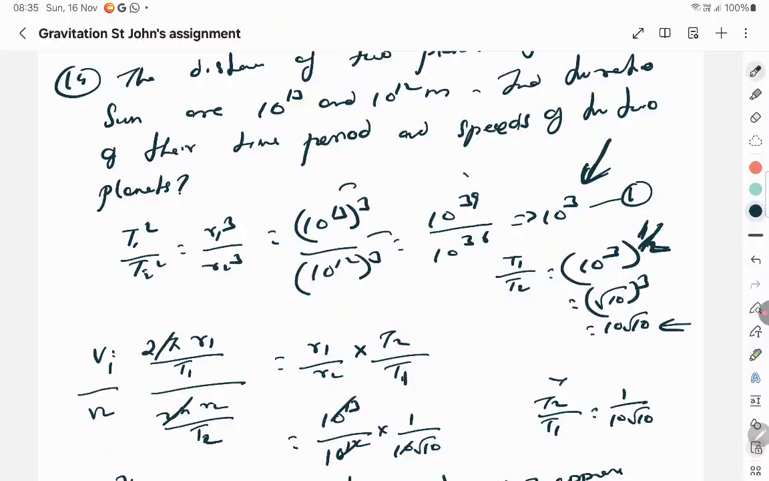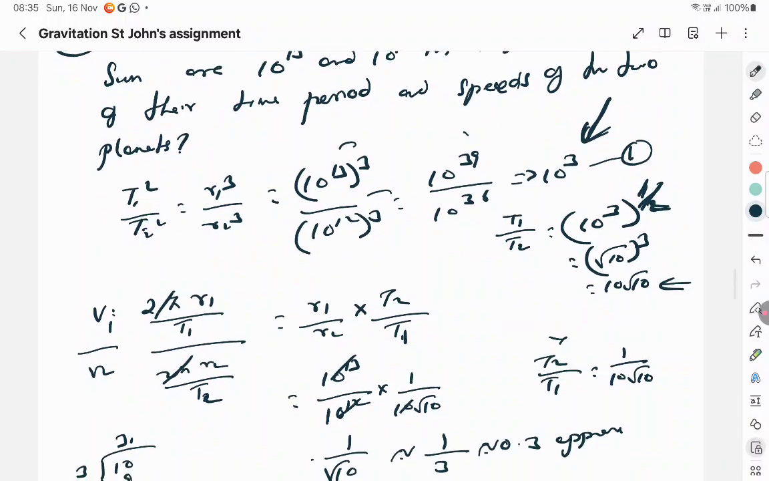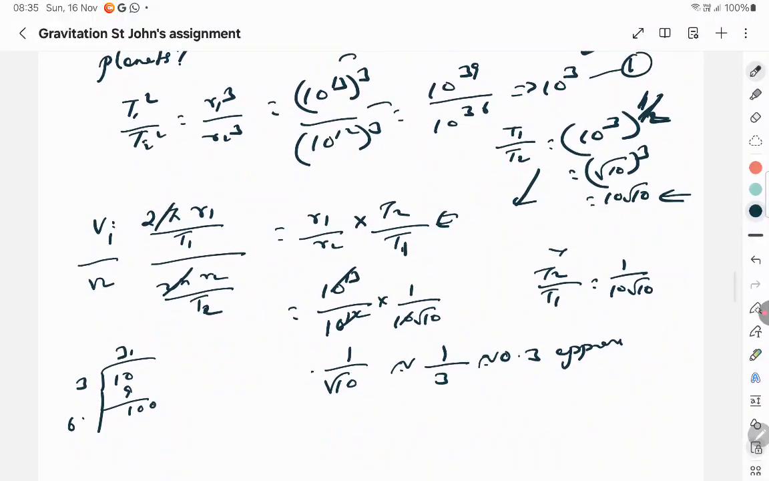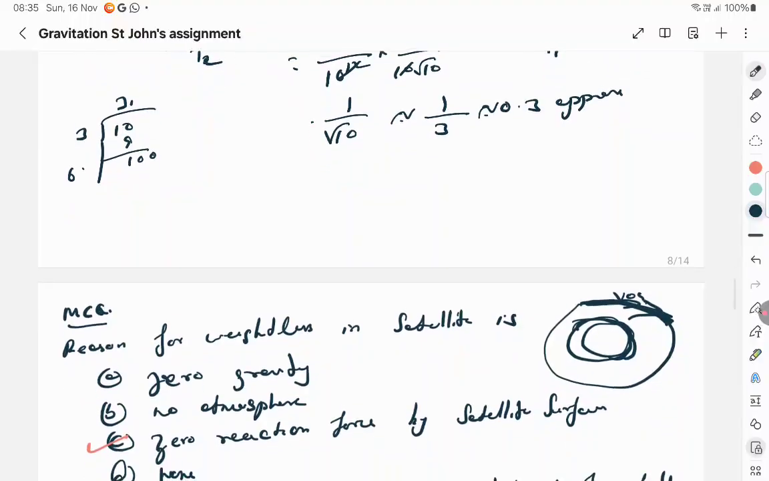You get this answer. Next, what are they asking? The ratio of the speeds v1 by v2. 2 pi r1 by t1 is equal to 2 pi r2 by t2, so r1 by t1 into t2 by r2. So you get something like this. You know T2 by T1, which is the reciprocal of this, which is 1 by 10 root 10. You know R1 by R2. Just do the calculation and find the velocities ratio.